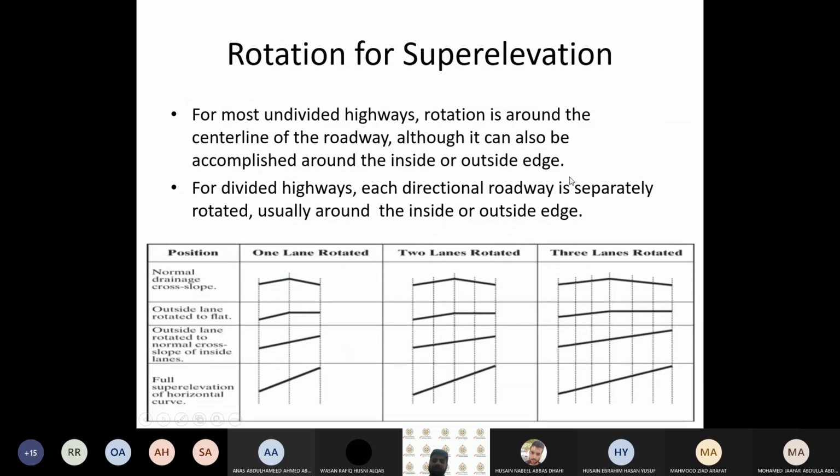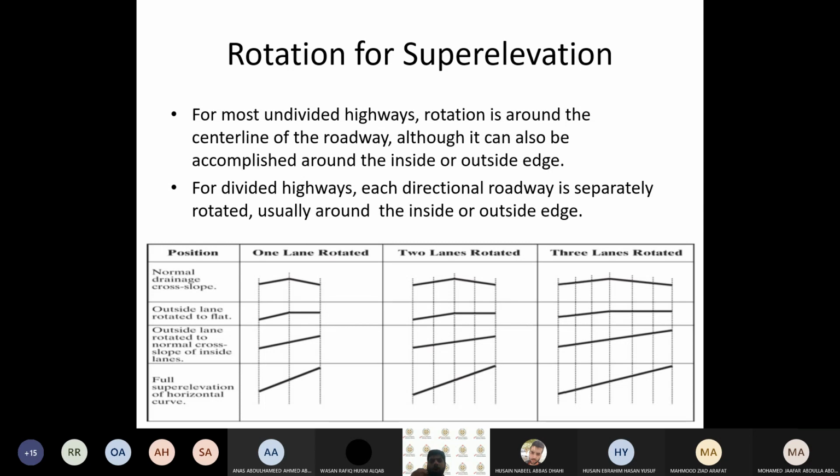Now, super elevation can be achieved in different ways. If you have an undivided highway, that means without any median. We will use this term again as well, so remember it. Undivided means without any median, so between the two directions there is no extra space, no separation, no curb, no barrier, nothing. You have one direction of the road, and immediately after that, you have the start of the other direction. Like Hussein was mentioning about the curve without any median, that is an undivided highway.